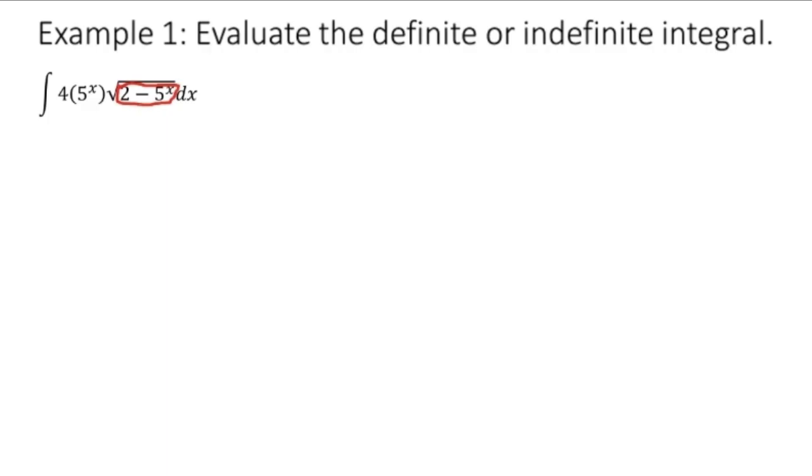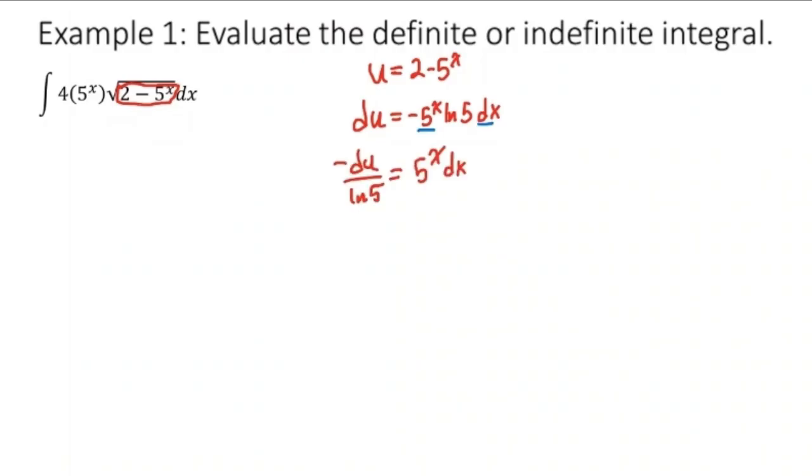So here, I'm going to make that my u. So with u being equal to 2 minus 5 to the x, that's going to make du 5 to the x natural log of 5 dx. Since we see the 5 to the x and the dx in the integrand, we'll divide both sides by -1 natural log of 5, and we get that negative du over the natural log of 5 equals 5 to the x dx. Now we can proceed to substitute.